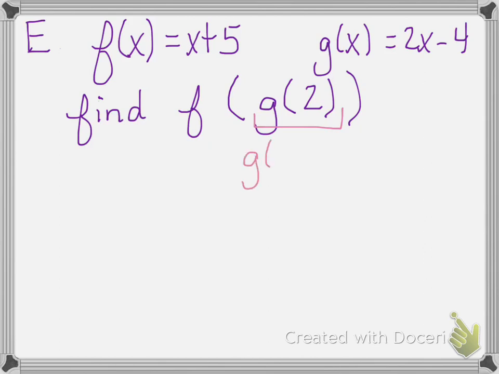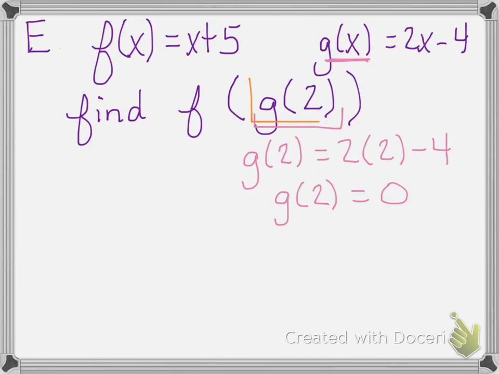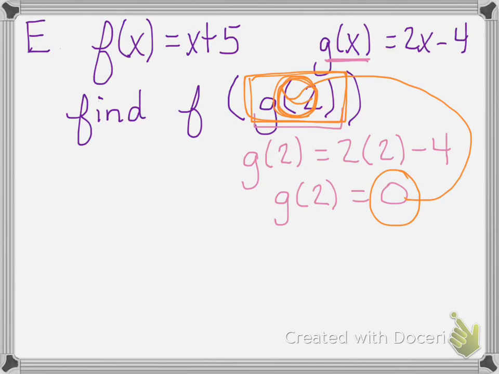So we're going to do g of 2 and use g's rule, which is 2 times 2 minus 4. So 2 times 2 is 4 minus 4. G of 2 is equal to 0. Now, this whole piece here, we've solved, and we know it is 0. So that 0 gets put in place here. This turns into a 0, and now we're actually looking for f of 0.